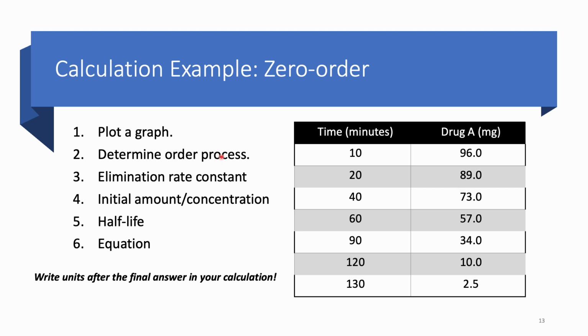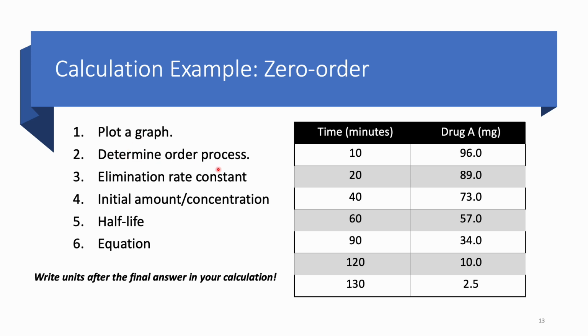So how to calculate? What is the first step? Whenever you see data like this, you must plot a graph. In this example, this is zero order, so you will know that. But in practice, when you have the data, you don't know whether the drug follows zero or first order, so you need to plot a graph to determine the order. The graph also helps you calculate further PK parameters.